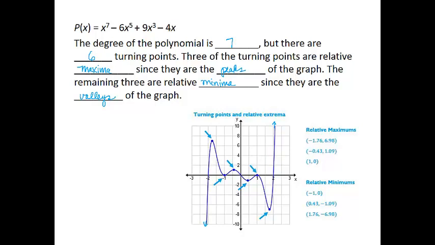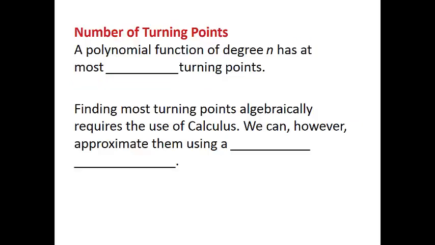But the key is to remember this, that a polynomial function of degree n has at most n minus 1 turning points. Now, finding most turning points algebraically requires us to use calculus. We don't have those skills yet, but we can use a graphing calculator.